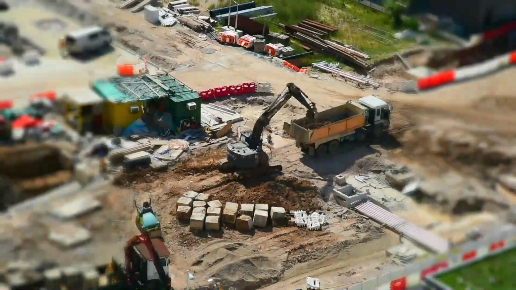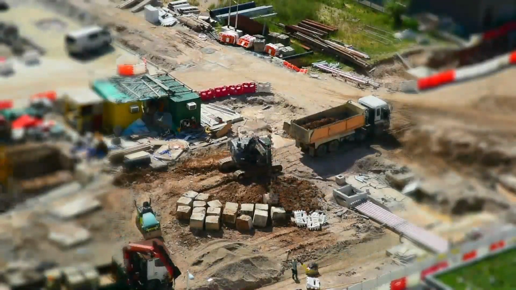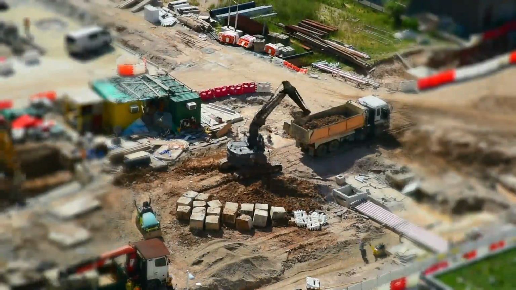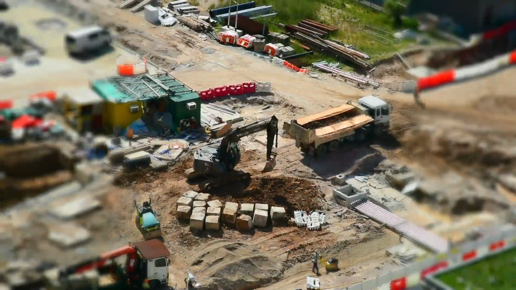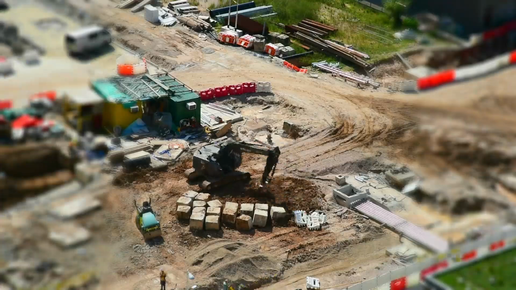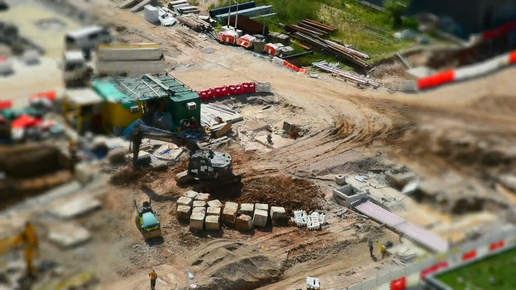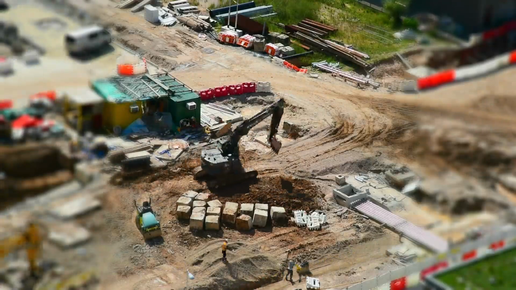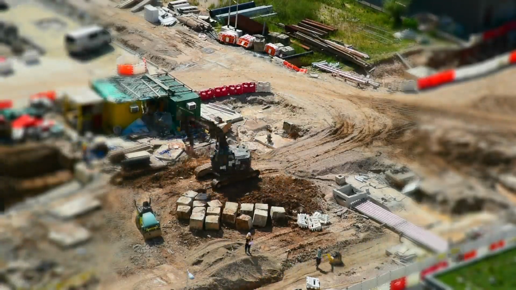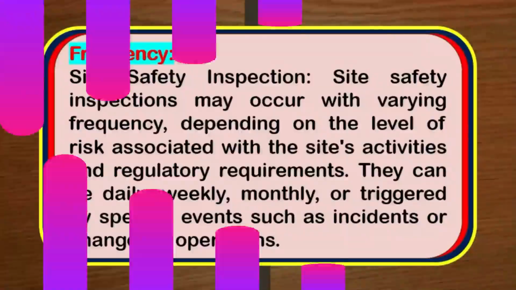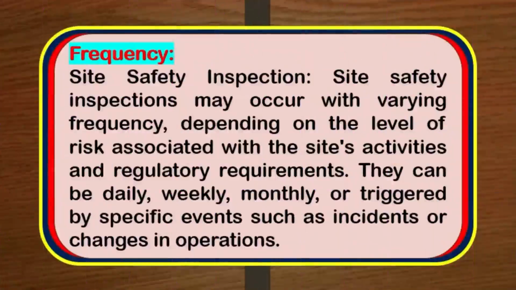safety inspections may occur with varying frequency depending on the level of risk associated with the site's activities, operations, and regulatory requirements. They can be daily, weekly, monthly, or triggered by specific events such as incidents or changes in operations. So this is the difference of frequency between a safety audit and a site safety inspection.